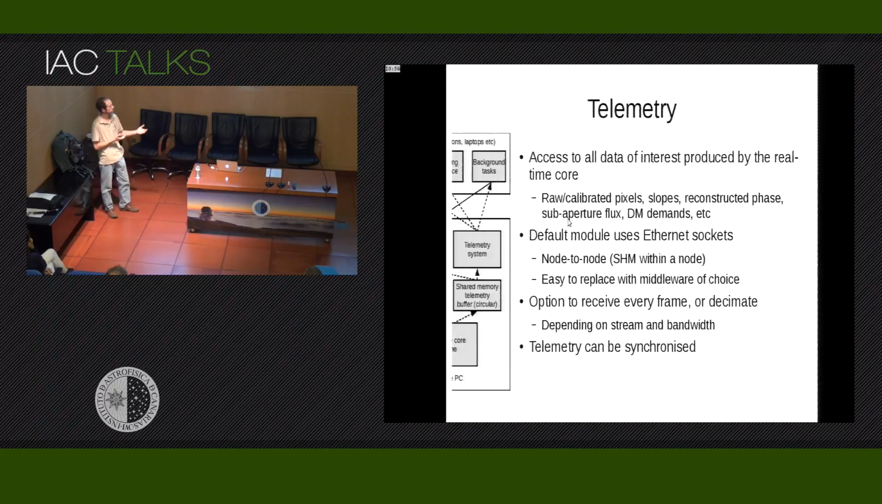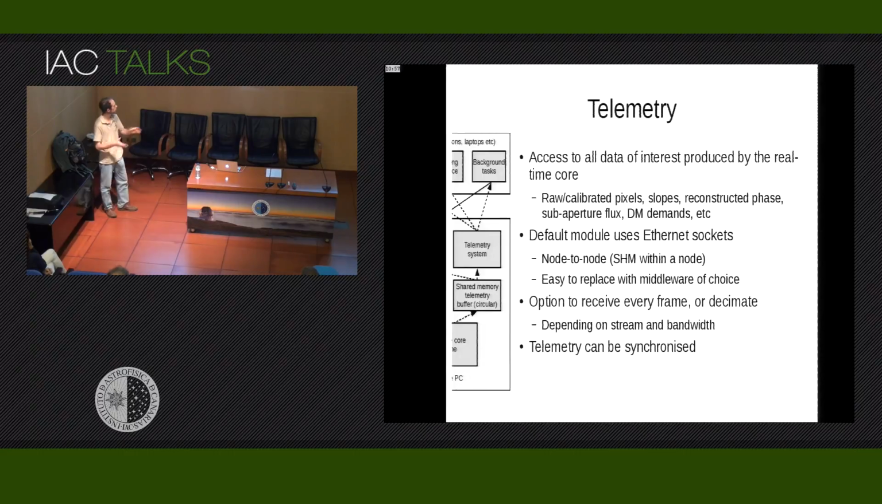So calibrated pixels: are you doing your calibration correctly? Slope calculation: you might need your wavefront slopes for optimizing your control algorithms, things like that. Reconstructed phase: you want to know what your DM is doing. Flux in each subaperture: are you missing flux? Has your guiding stopped working? Are you only illuminating half your subapertures? Things like that. And what shape the DM is actually taking.